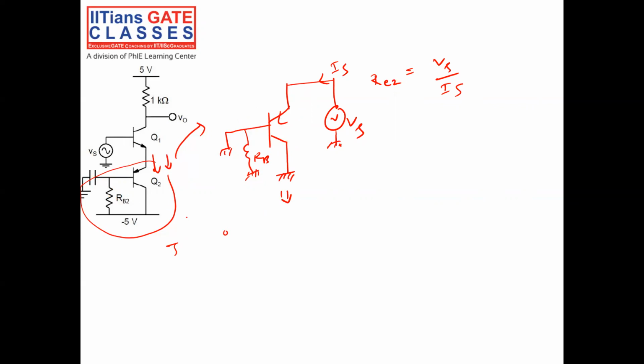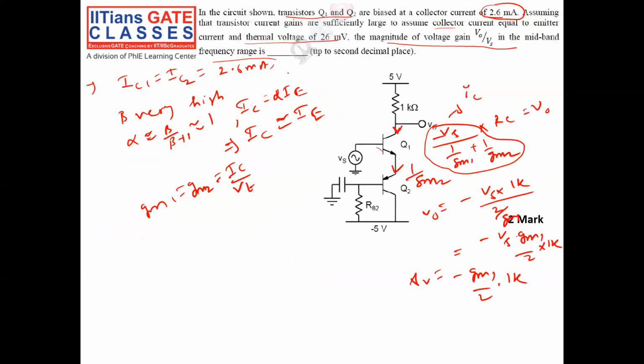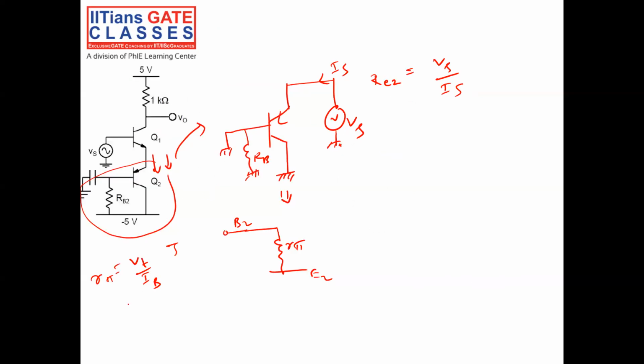Okay, so there is a base B2, then I have an emitter E2, right? Between base and emitter, the resistance is R pi. So this is the small signal equivalent circuit, and we know R pi is equal to Vt by the DC base current, the thermal voltage by DC base current. Since the DC base current is negligibly small, I can say R pi is infinity, so it will be like an open circuit.